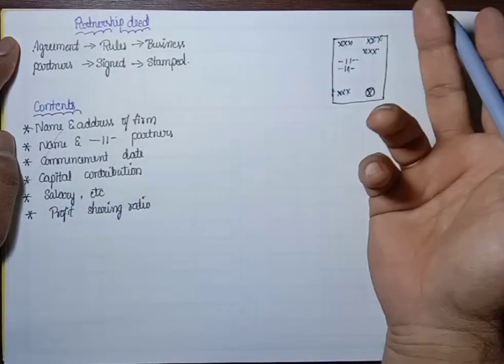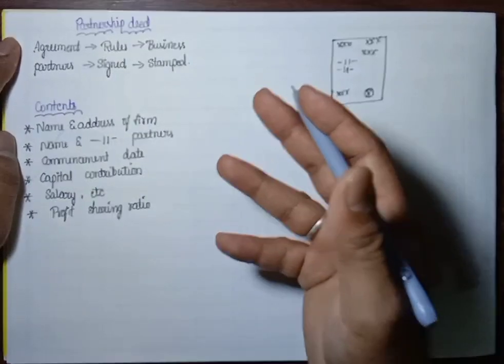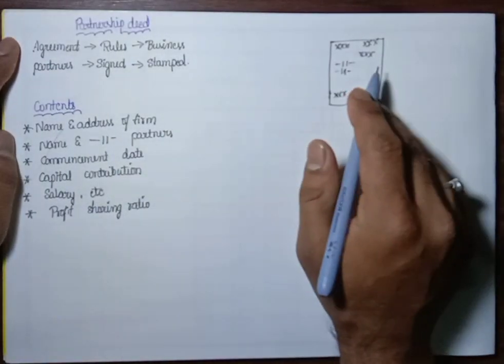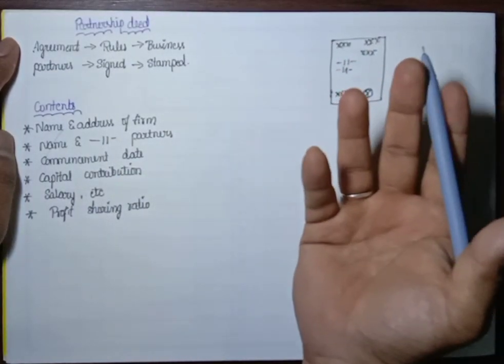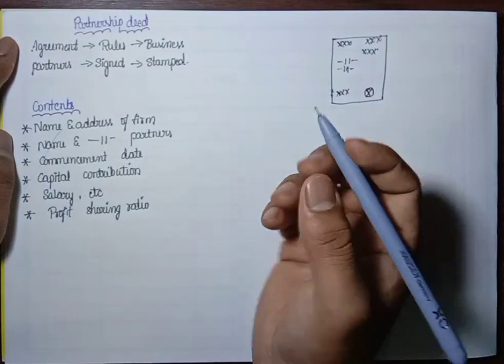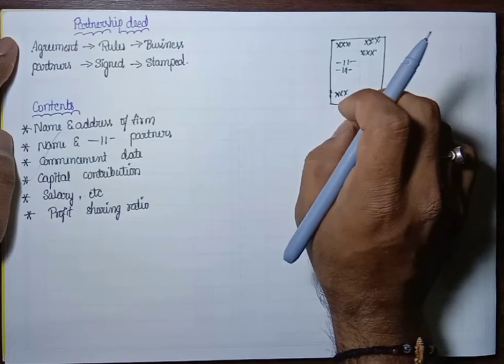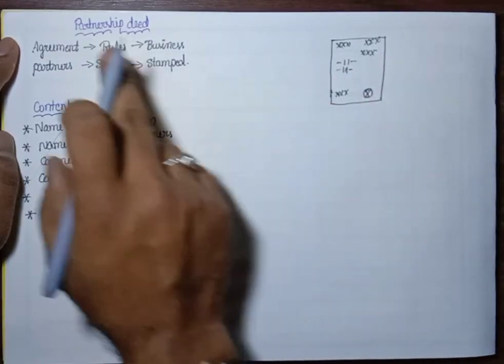And finally, if they are doing extra work, what will be the process, whether you are going to pay salary, commission, any other remuneration will be mentioned here, and interest on capital, interest on drawings, and interest on partners' loan, each and every piece of information will be recorded in this partnership deed, and each one will be read by partners and they will accept that document, we call it a partnership deed.